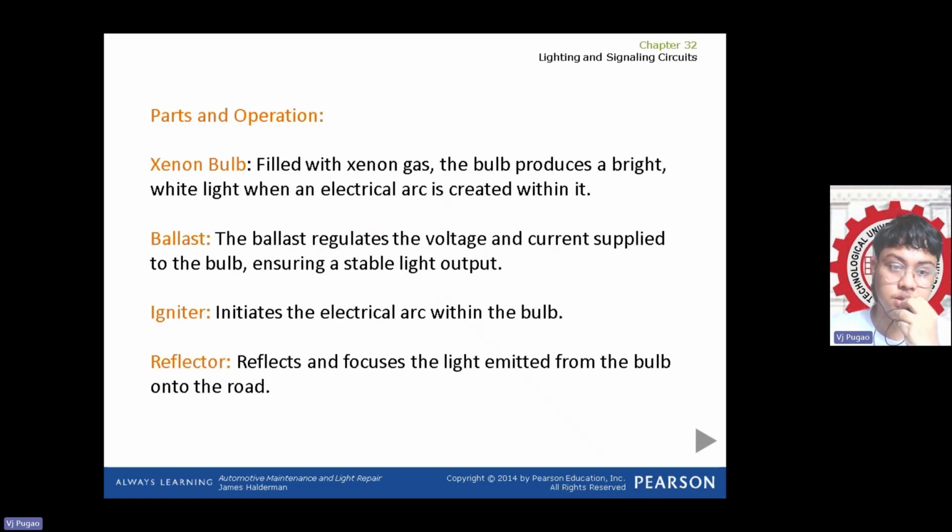The parts and operation. Xenon bulb: filled with xenon, the bulb produces a bright white light when an electrical arc is created within it. Ballast: the ballast regulates the voltage and current supplied to the bulb, ensuring a stable light output. Igniter: initiates the electrical arc within the bulb. Reflector: reflects and focuses the light emitted from the bulb onto the road.